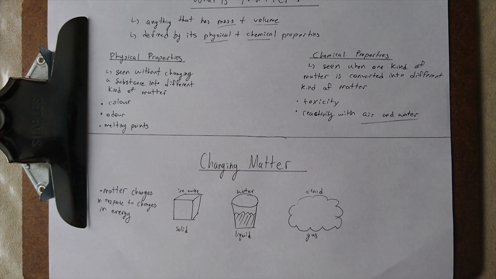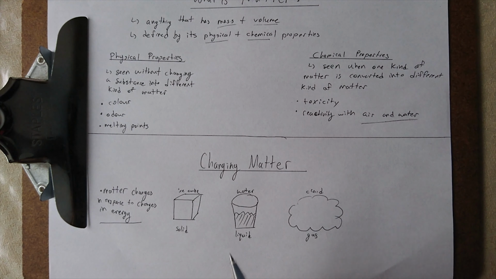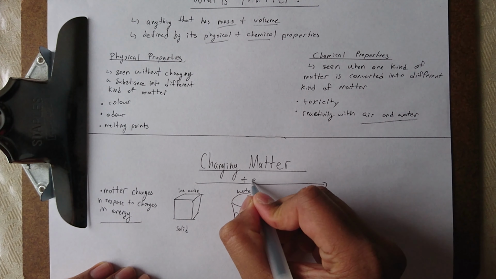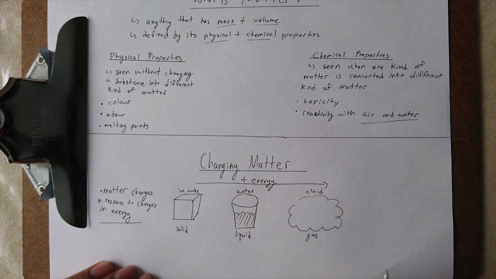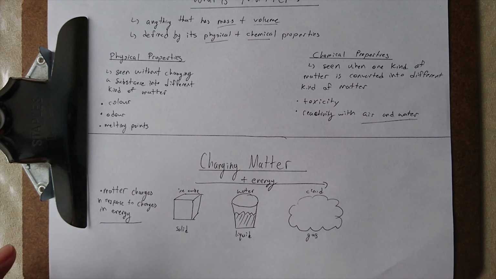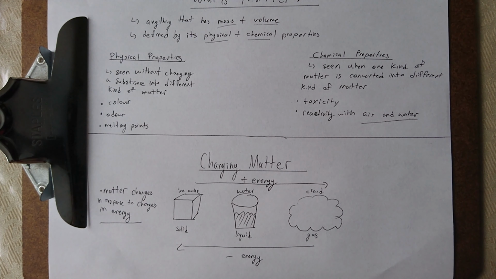Moving on, let's see how matter changes. Matter changes in response to changes in energy. Let's take the example of an ice cube. By adding energy, you can change an ice cube to become water or water to become a cloud. This process can also be reversed. For example, if you take away energy from a cloud, you can turn it into water, and if you take energy from water, you can turn it back to an ice cube.